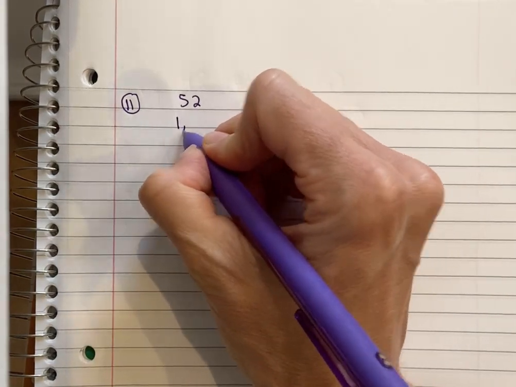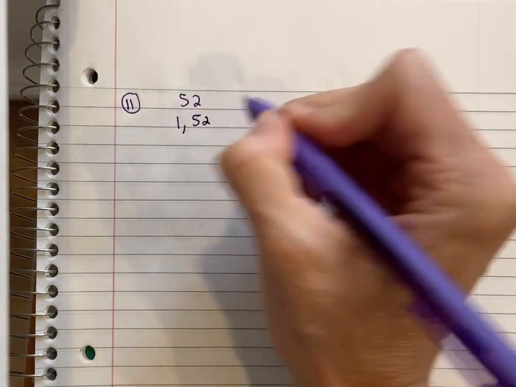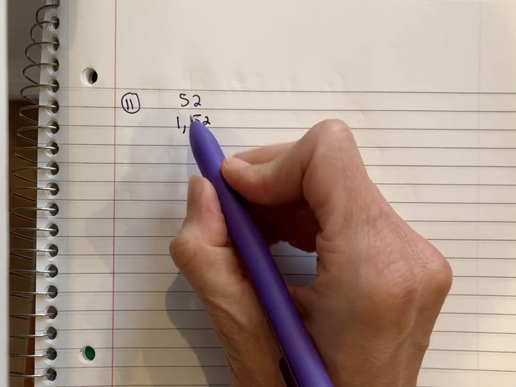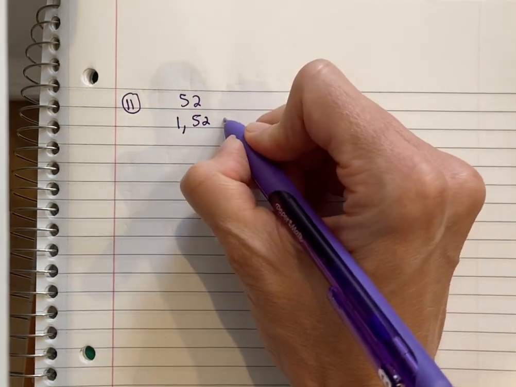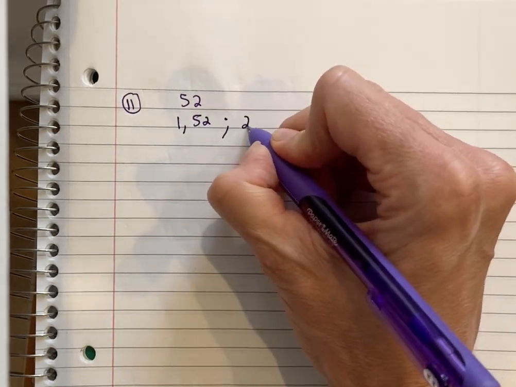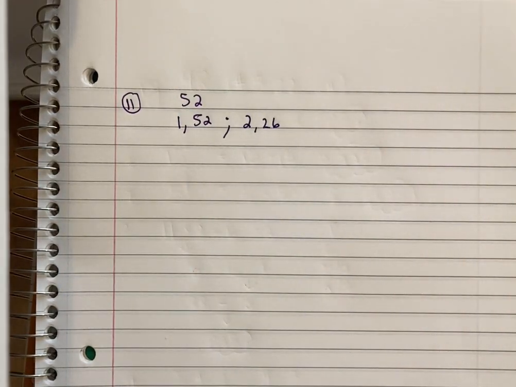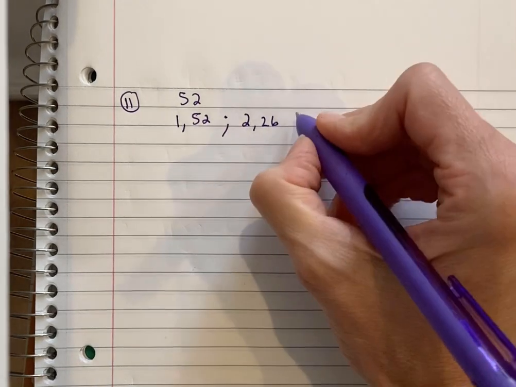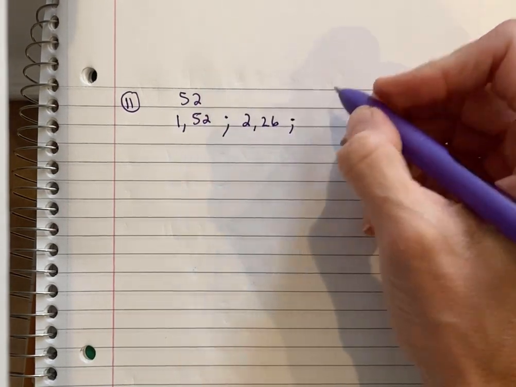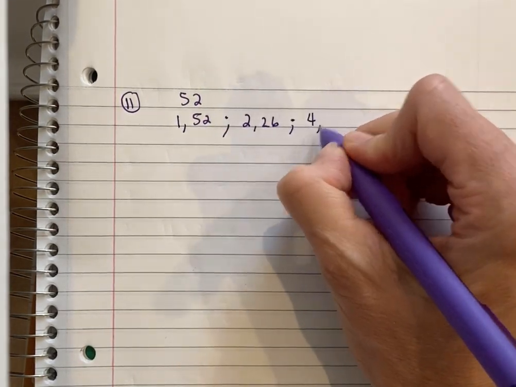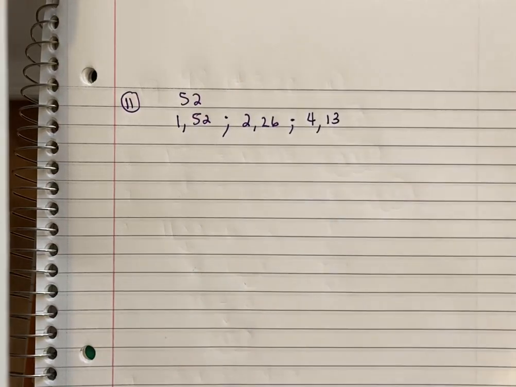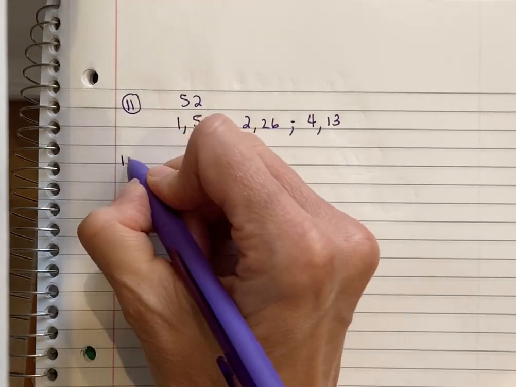So 1 and 52 is a factor pair because when I multiply them together, I get 52. 2 times 26 is another factor pair because when I multiply those two together, I get 52. And 4 times 13 also gets me to 52. So those are my only factor pairs.